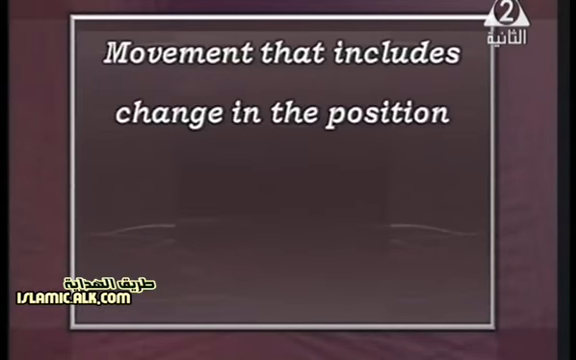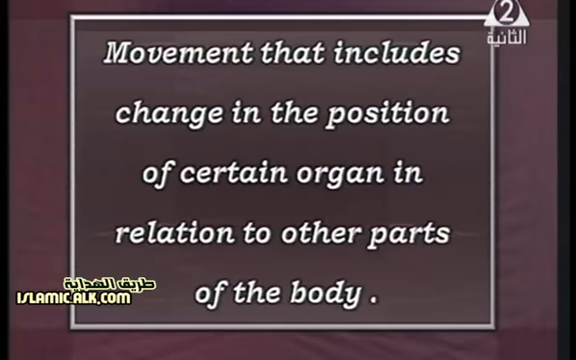Such as what? Number one, movement that includes change in the position of certain organs in relation to other parts of the body. Actually those functions are repeated, but we need to make them more related to the muscles, not the skeletal system. So the first type is movement that includes change in the position of certain organs, a positional relation to other parts of the body. When you move just a part, your hand, your leg, just part of your body.